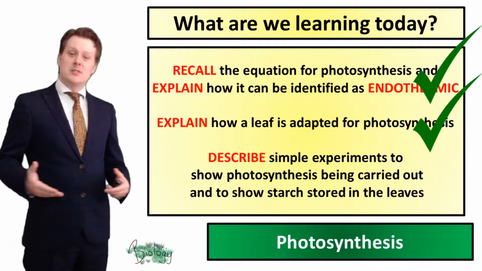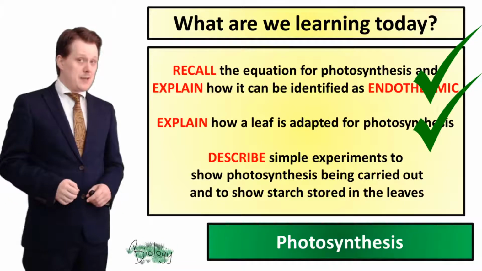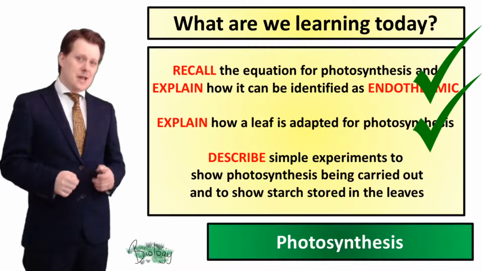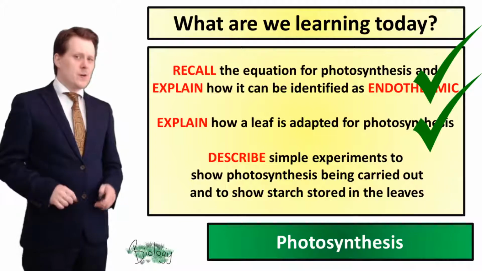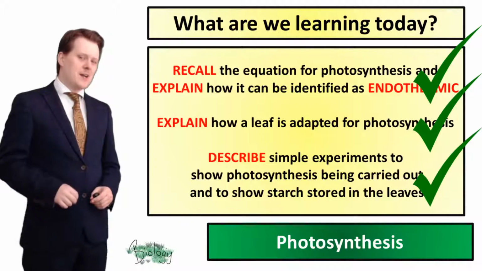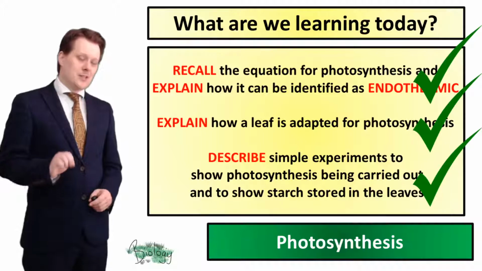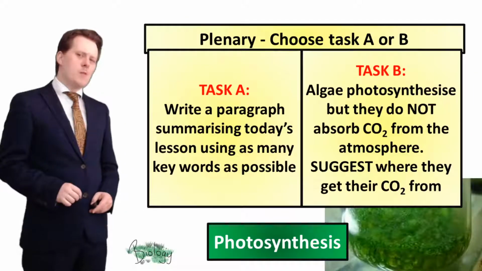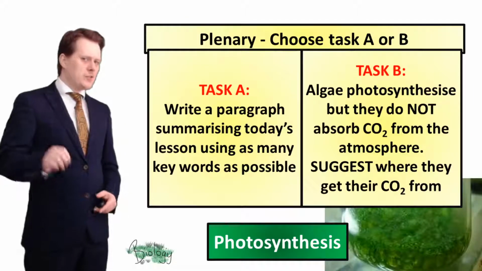So now we can describe a simple experiment to show photosynthesis being carried out using the pondweed and counting the bubbles, and we can also show that starch is present in the leaves by using iodine, which turns blue-black when starch is present. Which means we've got one more thing to do before we wrap this lesson up, and you get to choose what to do.